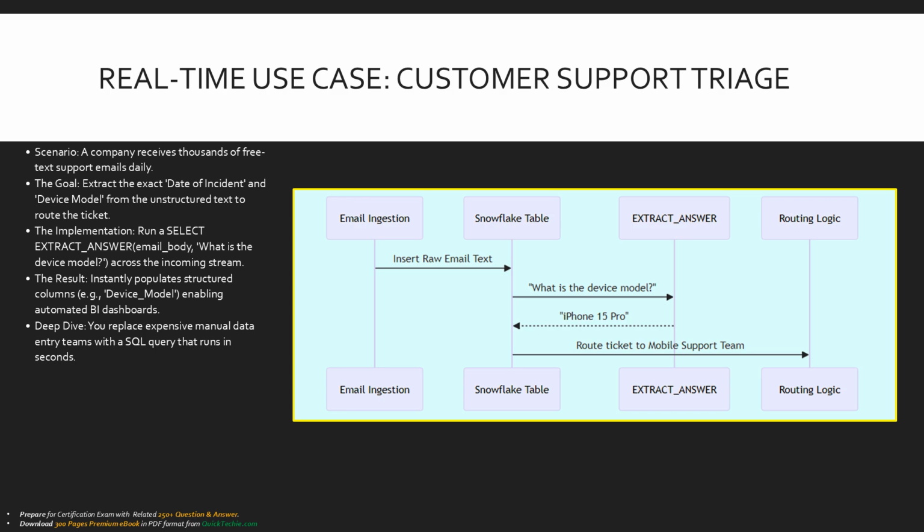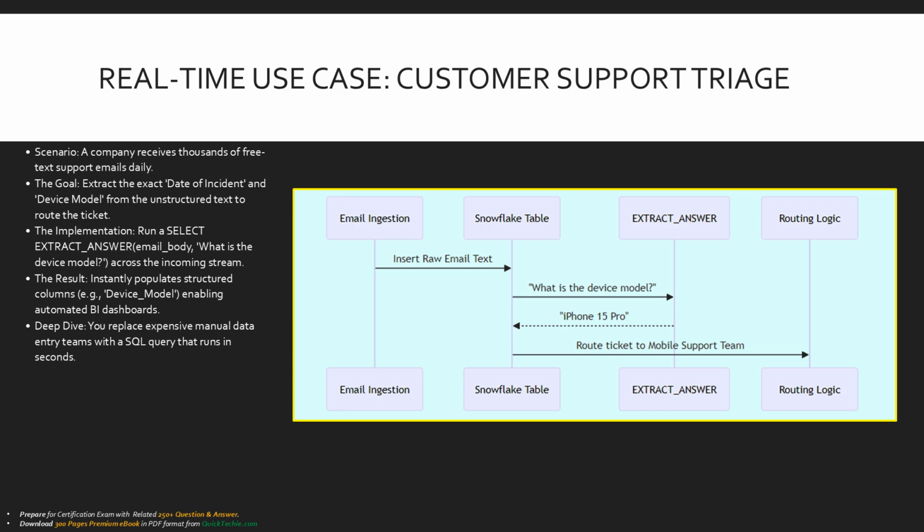Instead of building a fragile regex parser or hiring manual data entry staff, you use Snowflake Cortex. As the emails land in a staging table, you execute a query: select extract answer, email body, what is the device model? The function reads the chaotic email, finds the device name, and returns it as a clean string. You instantly populate a structured device model column. You have just transformed unstructured chaos into structured, dashboard-ready data in seconds, completely automating your triage workflow.